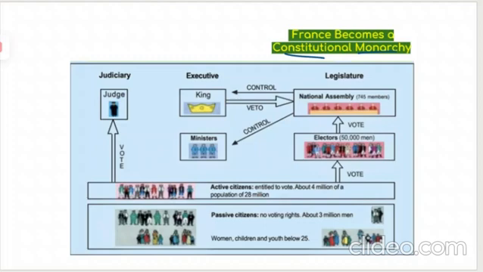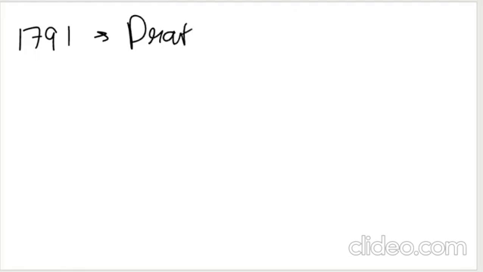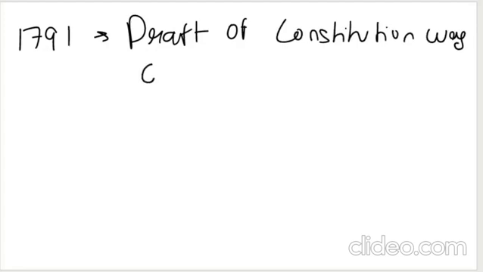Now students, I'll give you a few important dates and some important points before moving ahead. We knew that France became a constitutional monarchy. Now in 1791, the draft of the constitution which was made by the National Assembly was completed. So the draft for the constitution was completed in 1791.